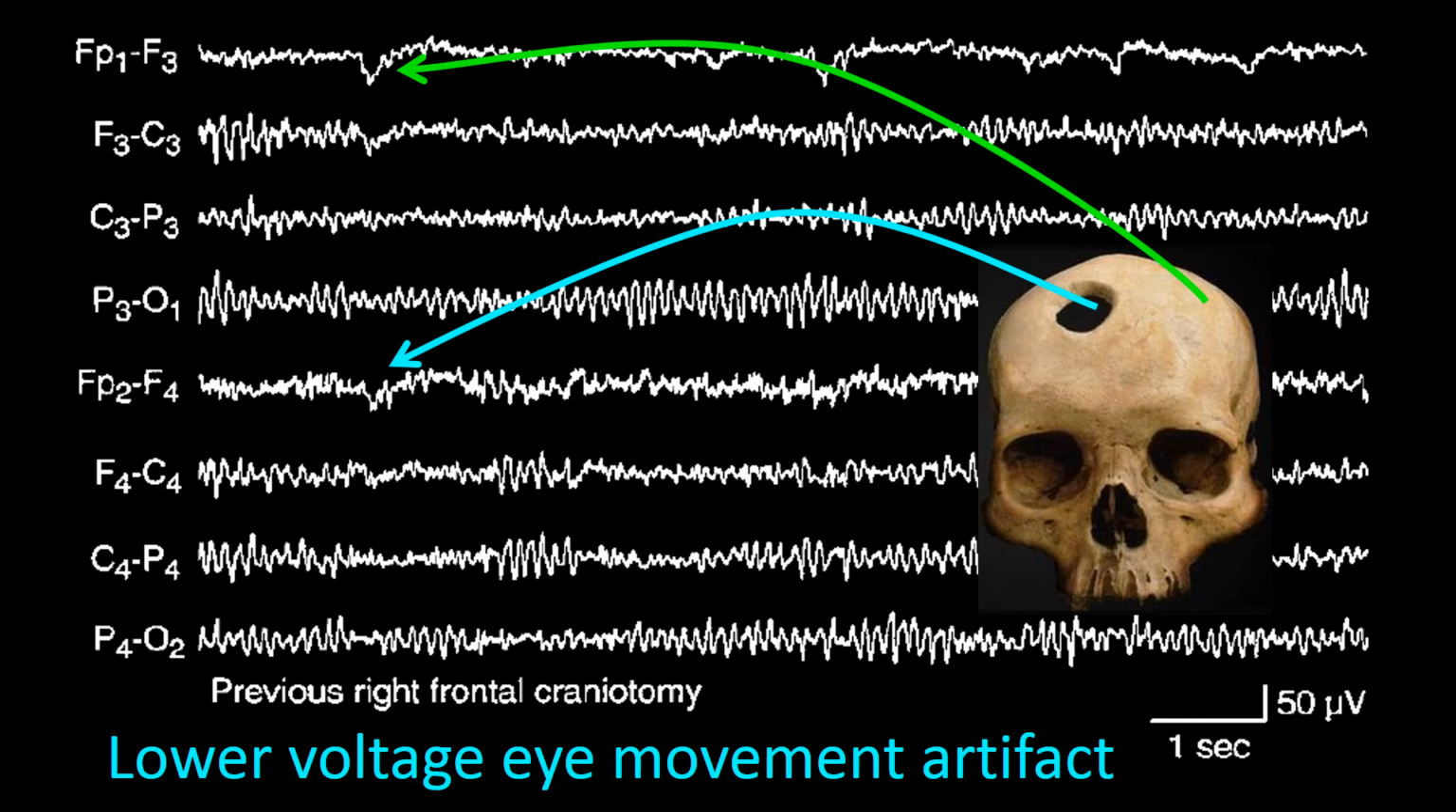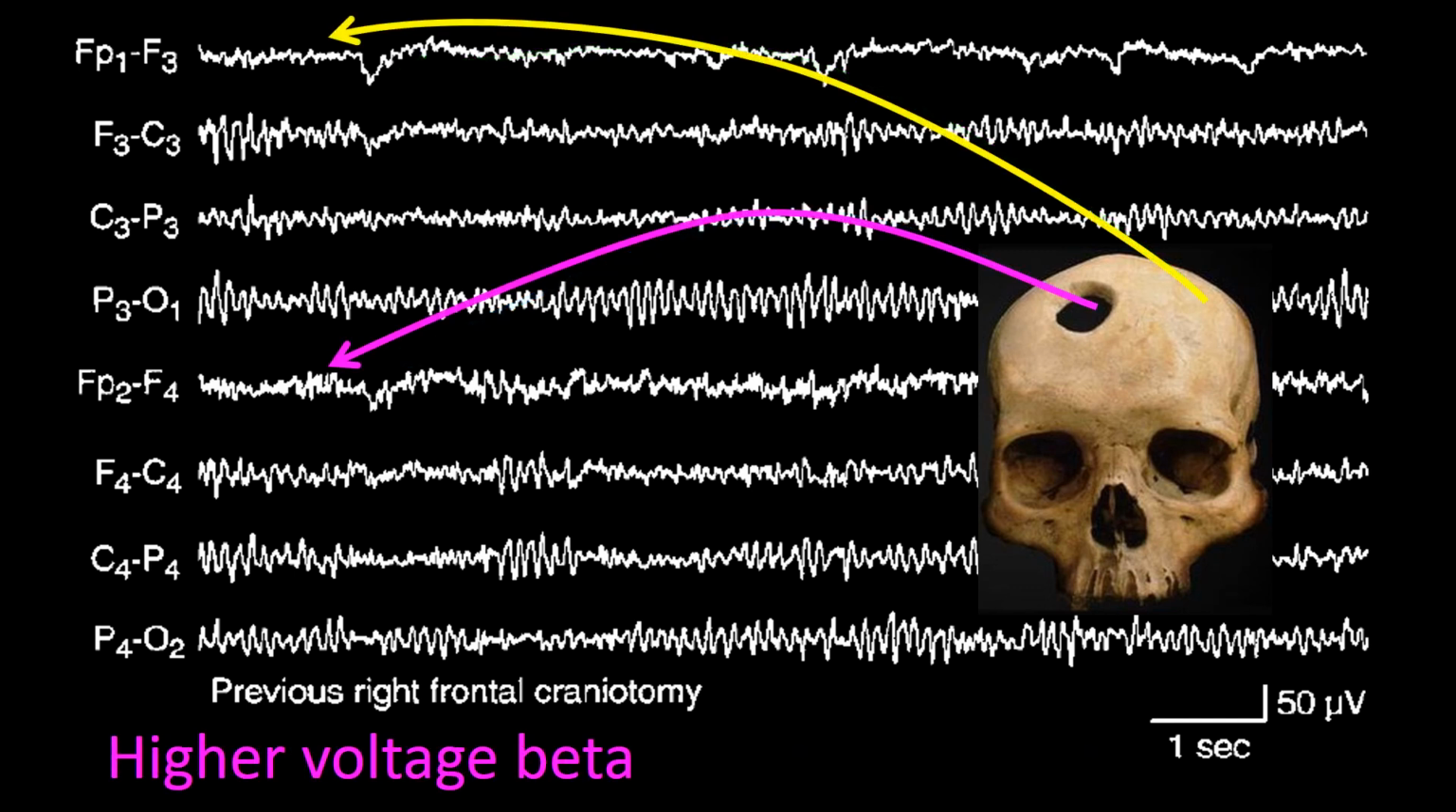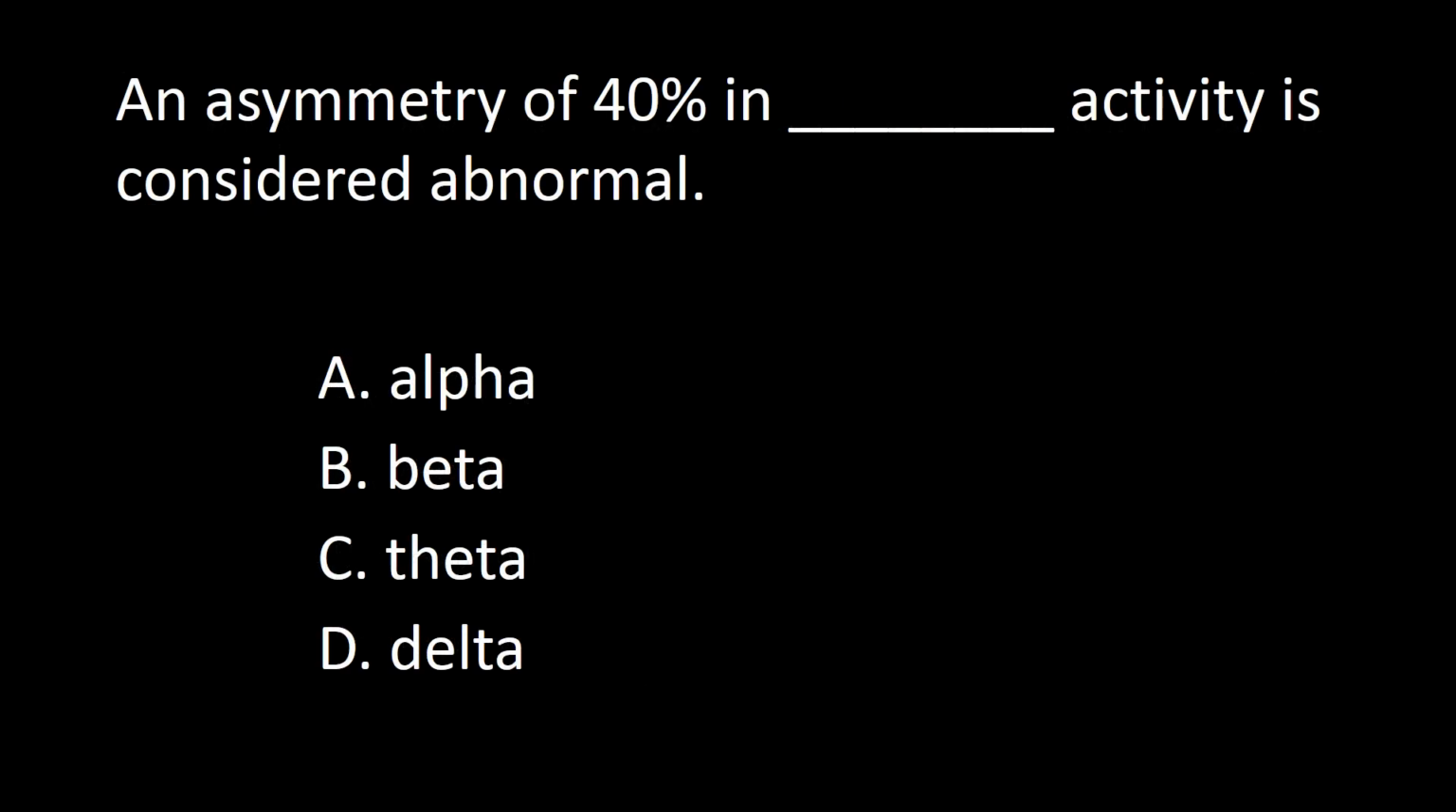I am introducing this frame at this junction to show you the effect of unilateral skull trepanation on beta activity and also on eye movement. The green arrow points to eye movement on the opposite side of the trepanation, and the magenta arrow points to the eye movement on the side of the trepanation. Notice that the eye movement on the side of the trepanation is smaller. In this new frame, the yellow arrow points to the beta activity on the opposite side to the trepanation, and the magenta arrow to the beta activity on the side of the trepanation. The beta activity on the side of the trepanation is bigger. It is over 50% bigger. So the answer to this question is B.